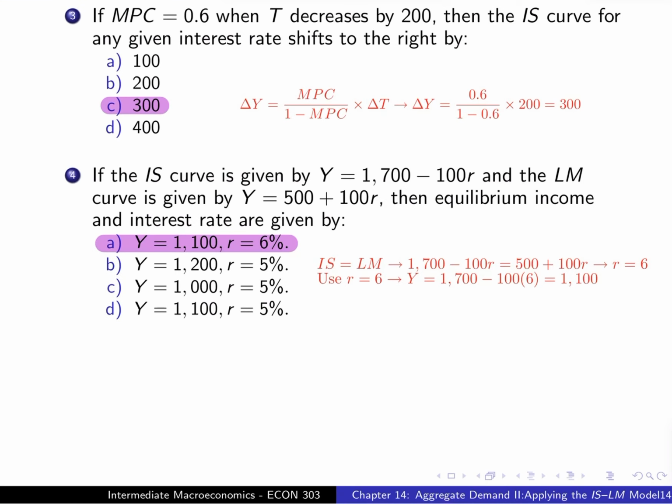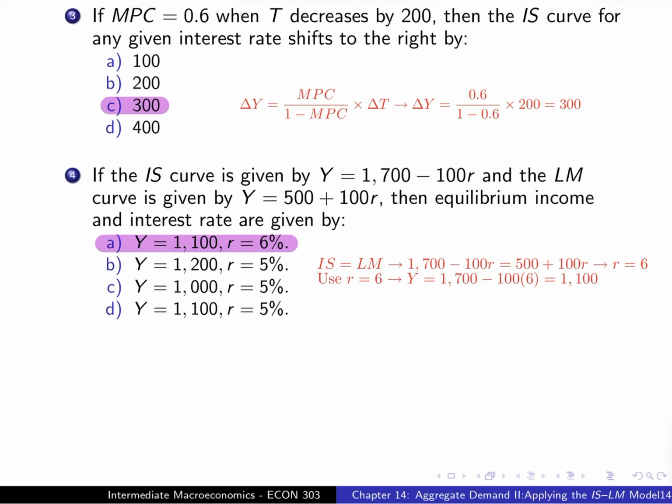Question number 3. If MPC equals 0.6 and T decreases by 200, by how much does the IS curve shift to the right? The magnitude of the shift is delta Y equals MPC over 1 minus MPC, overall times delta T. Plug in the numbers, we get delta Y equals 0.6 over 1 minus 0.6, overall times 200, equals 300. The answer is C. The IS curve shifts to the right by 300.